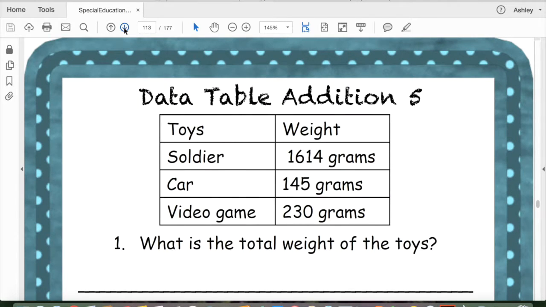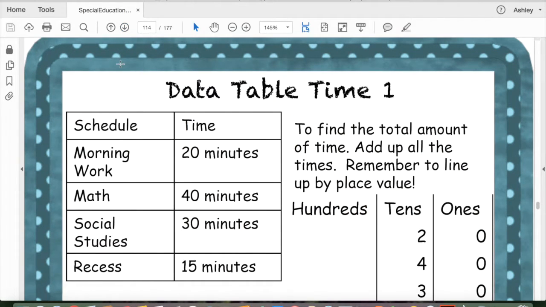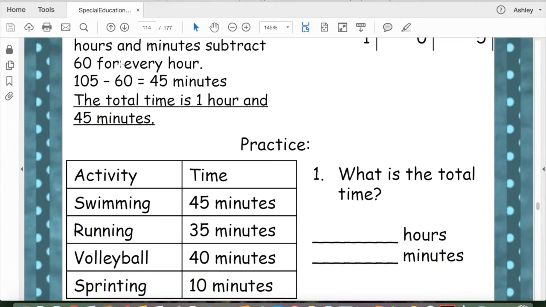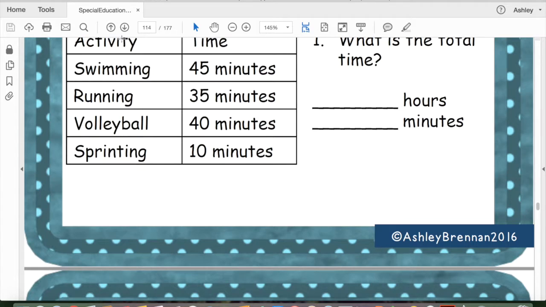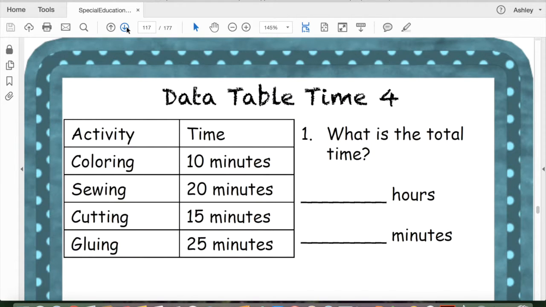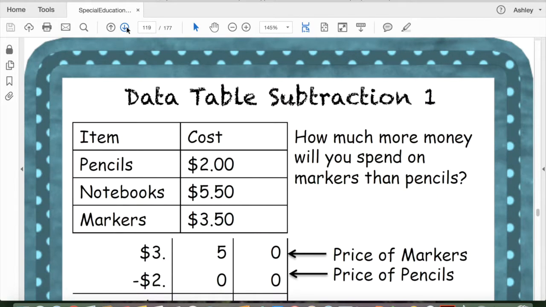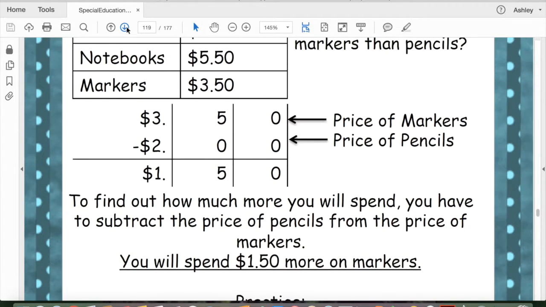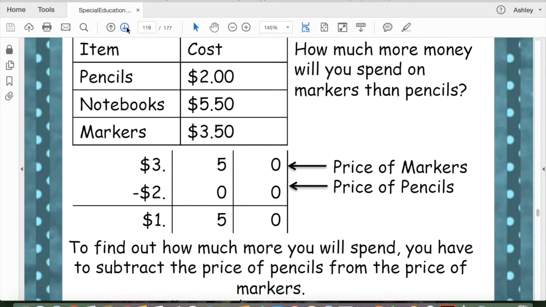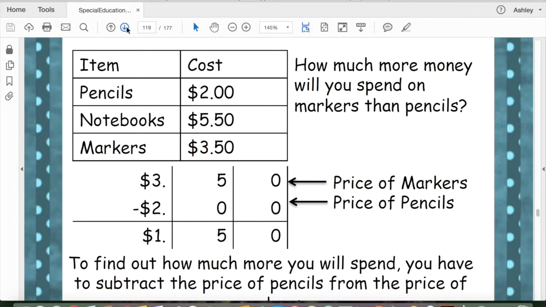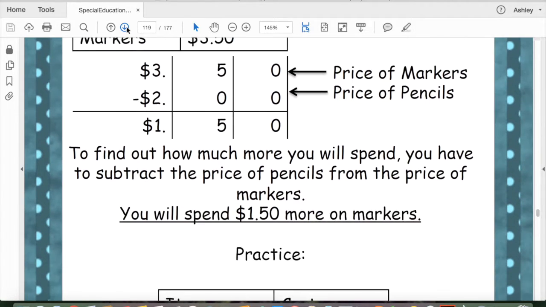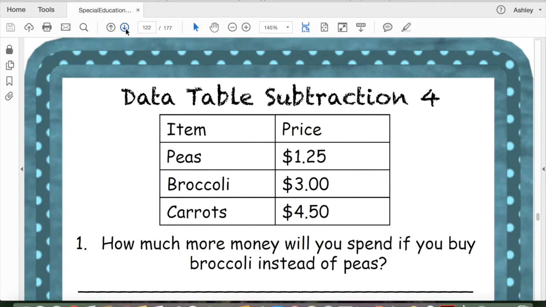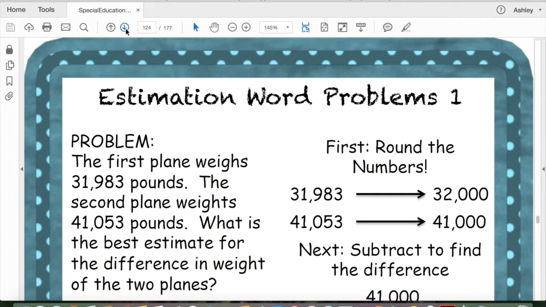There we go. Data table time. Again, that organizer there that they've used previously, and then hopefully we can do it without it. Same thing with subtraction, and they have to choose from the data table what the important items are. There's always one extra. Go through the 5 pages of that.